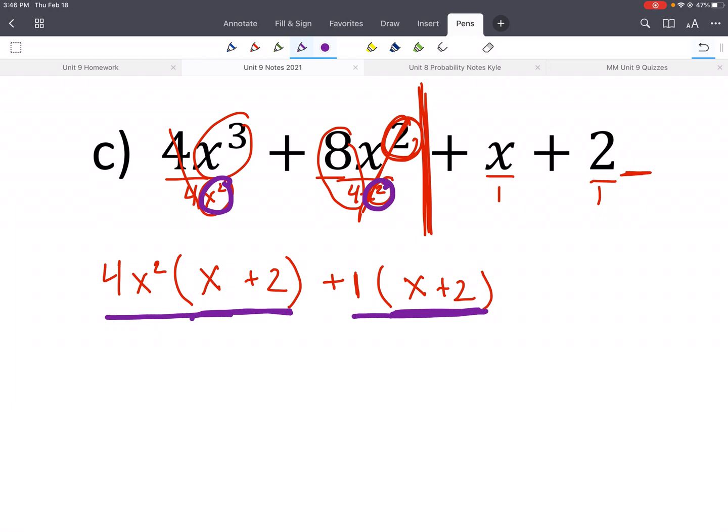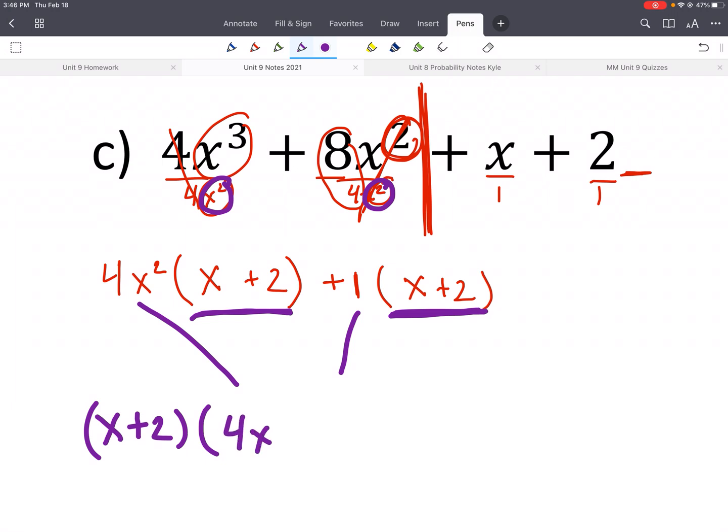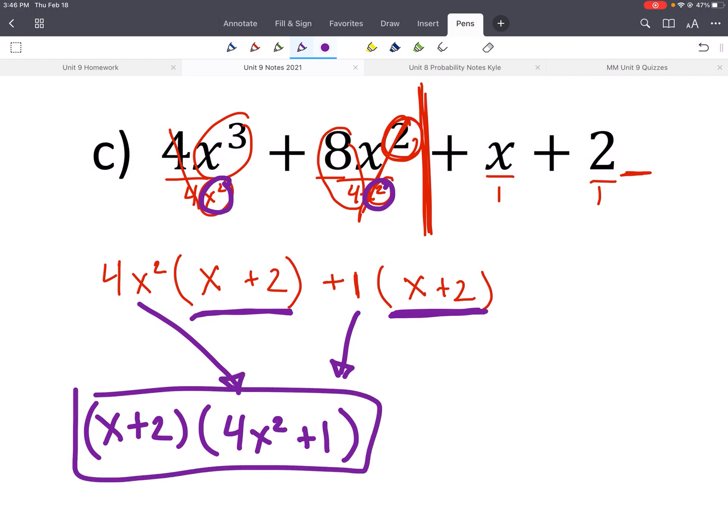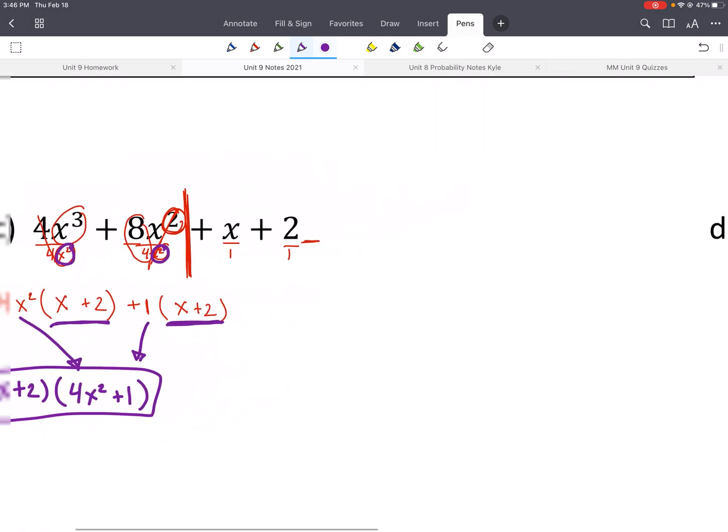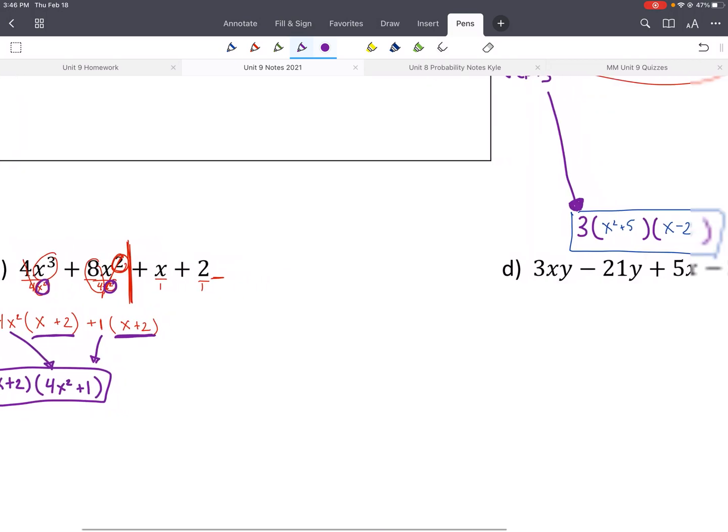Okay, we can take out an x plus 2 from both of those. So we would take that out in the front, and then what's left is what's in front of those parentheses. So we'll have a 4x squared plus 1. So that is the other way of grouping. Okay, so whichever you prefer, just make sure you stay with it.